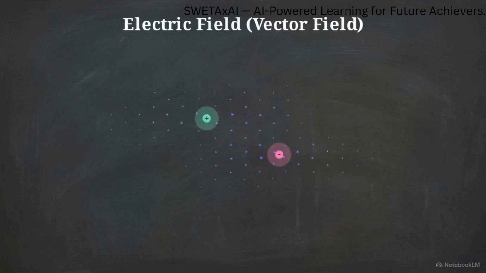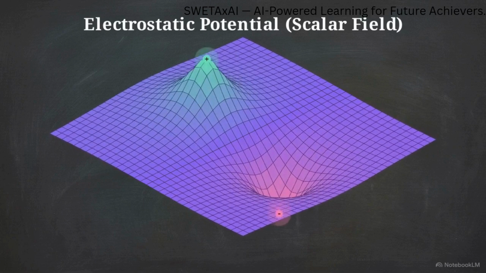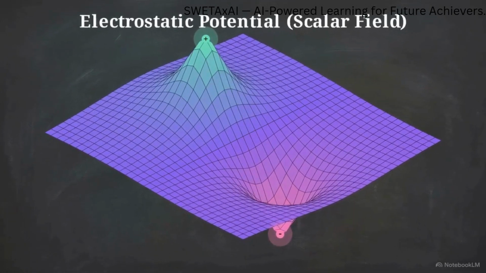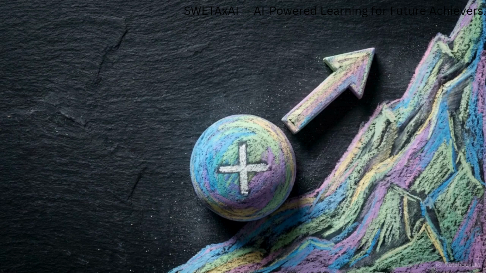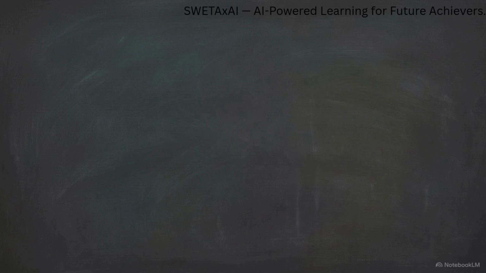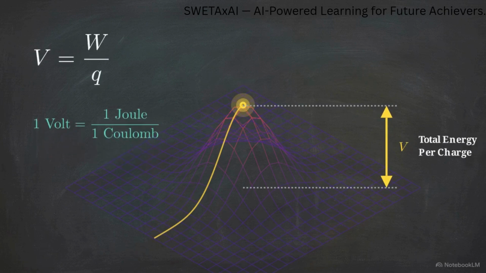Calculating the electrostatic potential replaces the forest of directional arrows with a single, continuous energy landscape. In this model, the directional arrows are consolidated into a scalar field. Electrostatic potential is defined as the work done by an external force to bring a unit positive charge from infinity to a specific point without acceleration. This relationship is expressed as V equals W over Q. The SI unit is the volt, where 1 volt represents 1 joule of work performed per coulomb of charge.